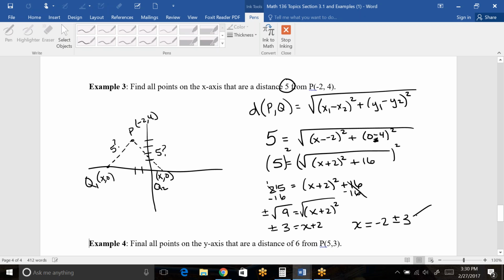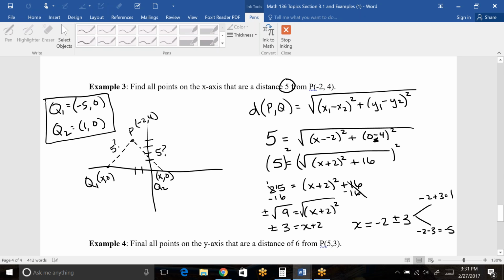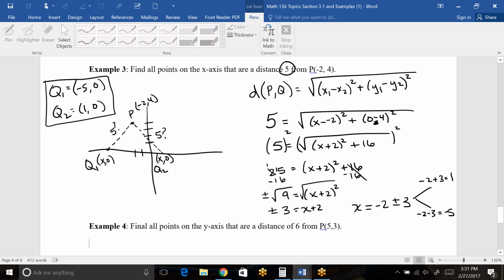Now, because these are actual numbers, we can work that out. -2 plus 3 is 1. -2 minus 3 is -5. So my 2 points, Q1 is going to be the one that's the smaller one, so -5, 0. And Q2 is 1, 0. So they're kind of almost where I drew them, but that was just coincidence. Okay? So this is, again, just using the distance formula, but it's an application.